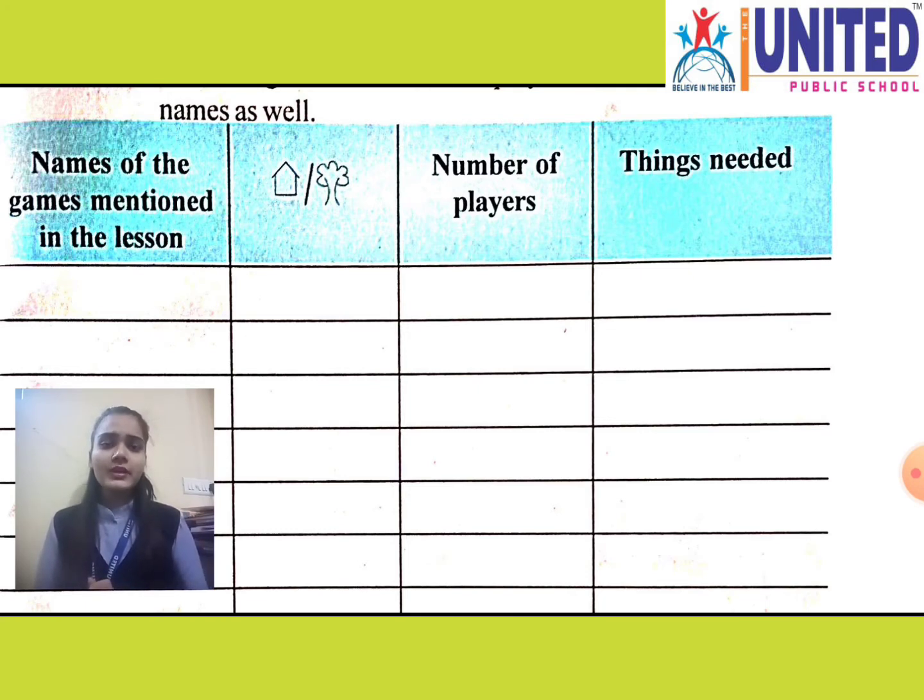I will give one example. First of all, beta, see in this lesson, which game's name comes first? That is hopscotch. So in the first column we will write hopscotch. Now in the second column, is hopscotch an indoor game or an outdoor game? We know very well that hopscotch is an outdoor game. So here in the second column we will put the symbol of tree, because that shows outdoor games.